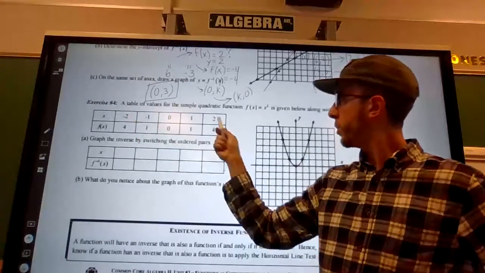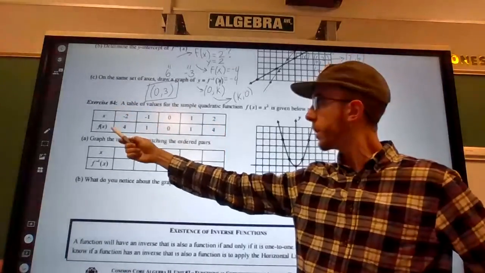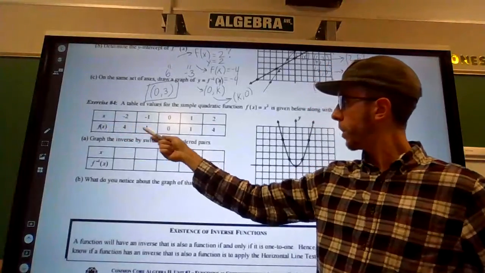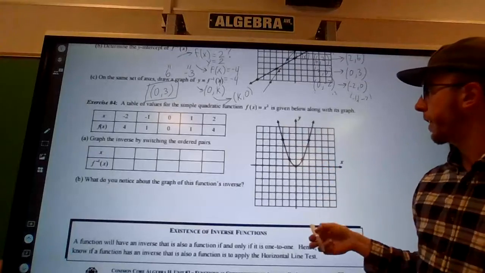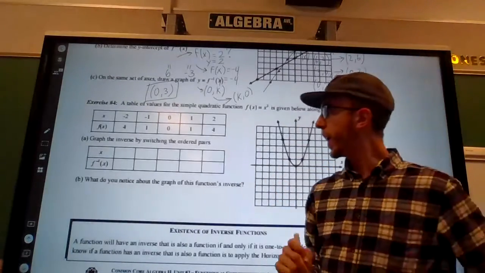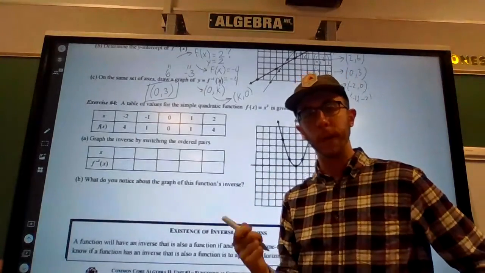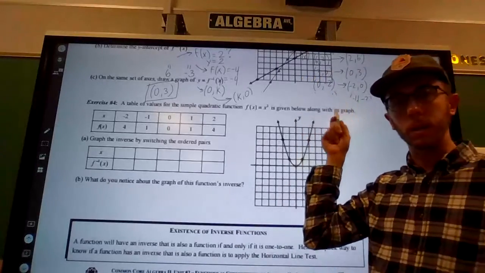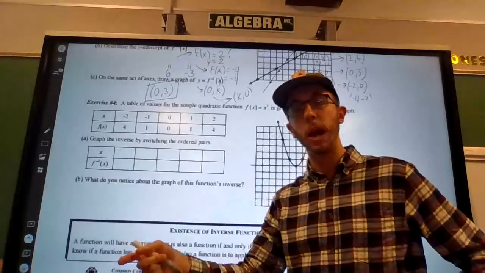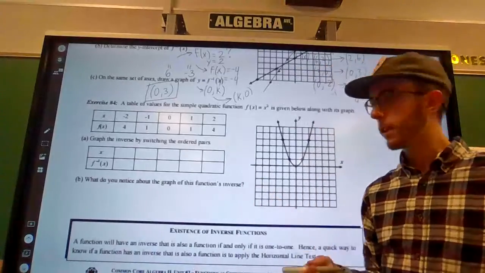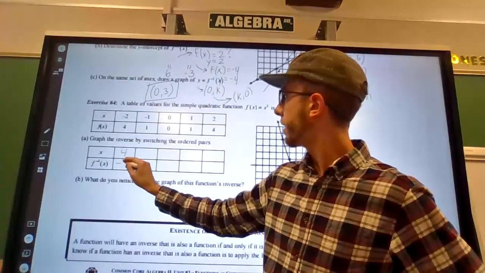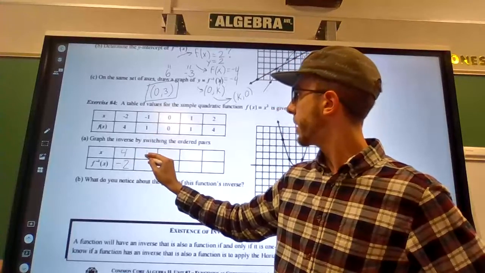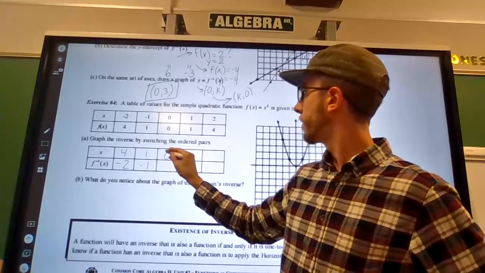Okay, from negative 2 to 2 are our x values, and then f of x: 4, 1, 0, 1, 4. So those 5 points are right there. Graph the inverse by switching the ordered pairs, just like I showed you over here. Again, x's become y's, y's become x's. So negative 2, 4 becomes 4, negative 2.